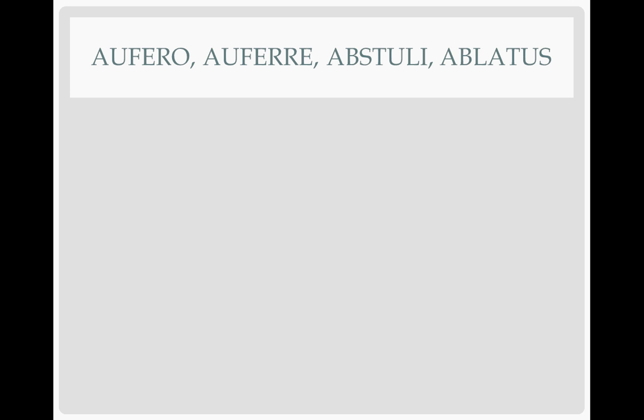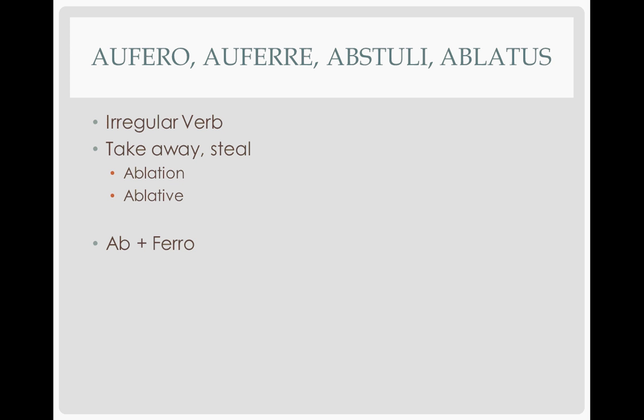Aufero, auferre, abstuli, ablatus. This is an irregular verb, and it means to take away or to steal. So we get ablation and ablative from it. Ablative is actually a term that was coined by Julius Caesar, and it literally is the case that shows the things being taken away from.